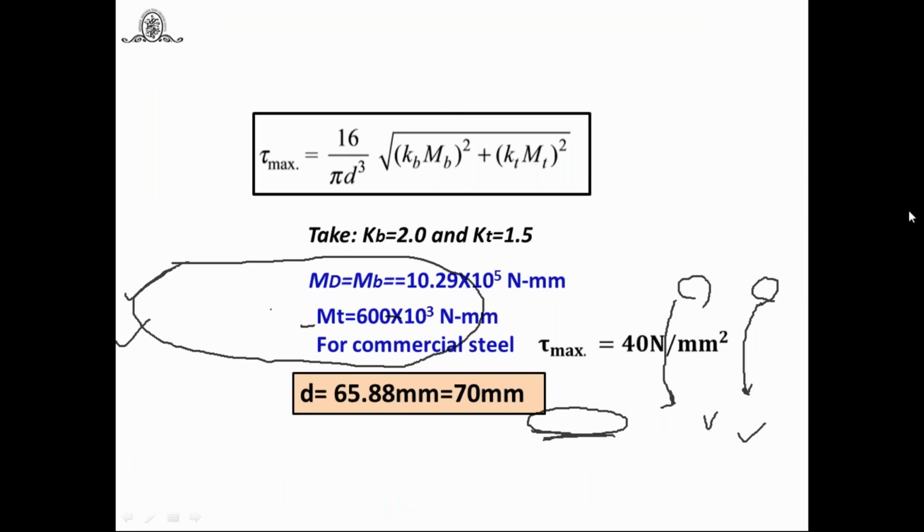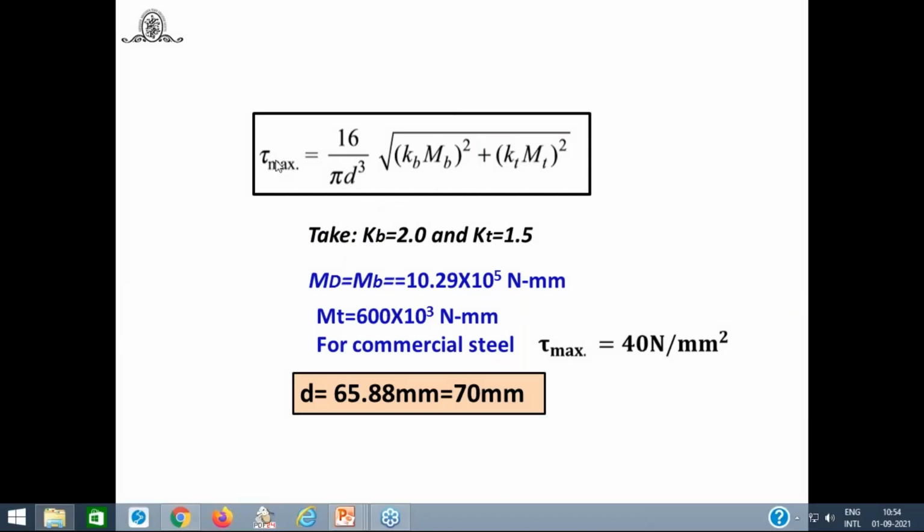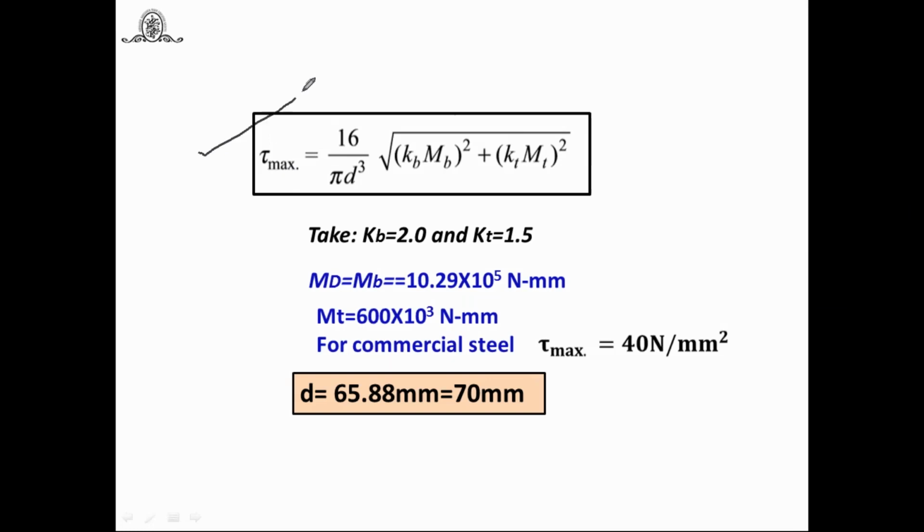Now let us move to find the final answer. After writing the same formula here, I have taken KB from the range 2 to 3 as 2, and KT as 1.5. So you can put here KT 1.5, KB 2, and MB, which is the maximum bending moment at D. On the first slide, we calculated the torque transmitted by the belt and the gear, MT. So you can take any one of the MT.